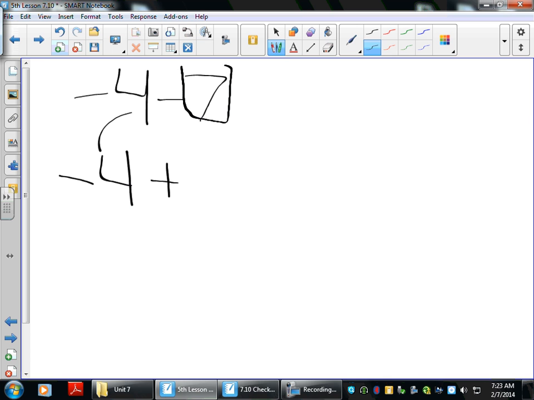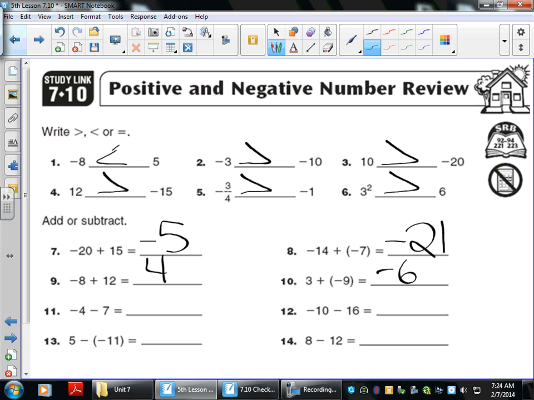I want to turn that into a negative. So I have -4 plus -7. So I know I'm going further in the hole. At -4, I'm going to the left 7 spaces because it's a negative number, which would give me an answer of -11.